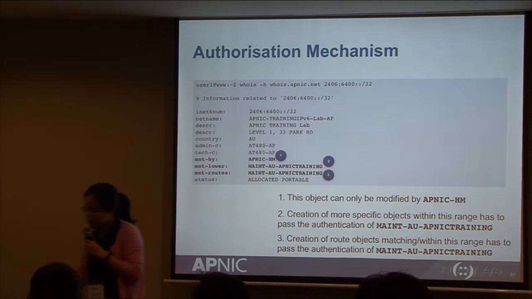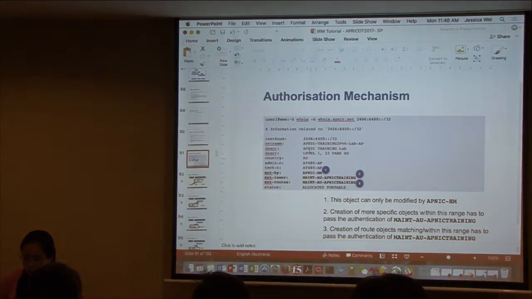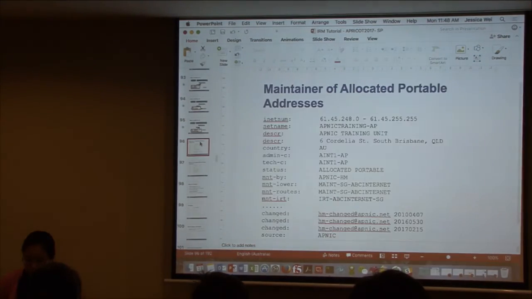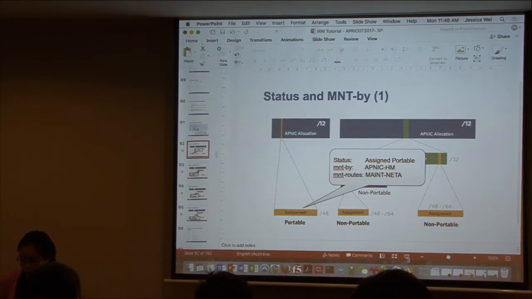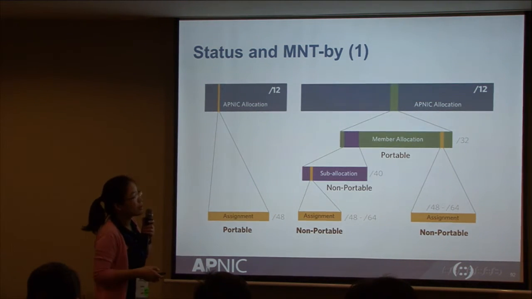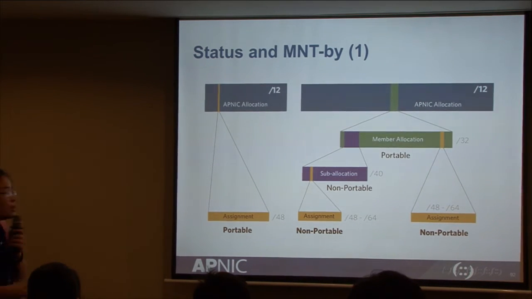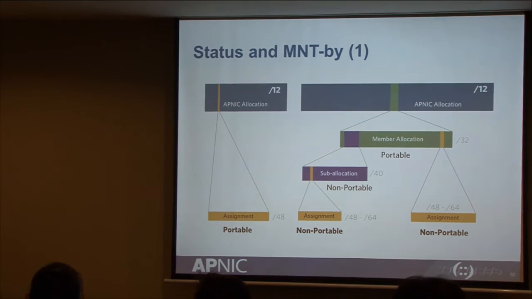Before I go to the next example, I can show you the maintainer, and this is related to here. Later, I will use an example for different types of resources. I use IPv6 as an example. Some resources are assignments, and some are allocations for further distribution. First I will look at this one, the assignment portable. So I am one company, and I want to get a portable assignment from APNIC.